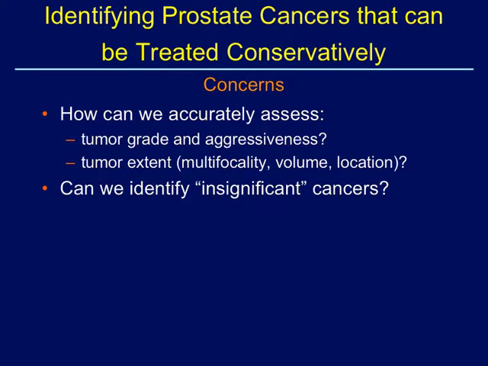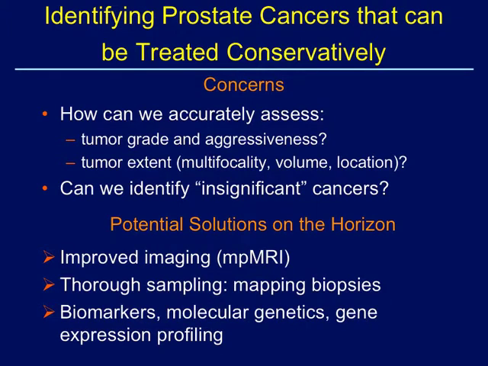So that brings the concerns. How can we actually and accurately assess tumor grade and aggressiveness with just a needle biopsy? Can we truly identify those tumors that are insignificant and unlikely to progress? Fortunately, there are those of you, and I had a great day yesterday meeting with Tim and Guy and really looking at solutions to this. We need to improve our imaging. Multiparametric MRI is a step in the right direction. It can be improved even more to pick up smaller lesions.